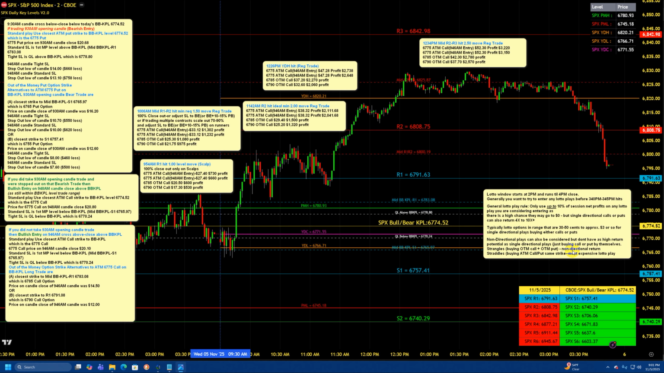So both of these plays are going to have not as high of a return potential as single directional plays, meaning you're just either buying puts for a move down, or you're buying calls for a move up. And on certain days, it really just depends on how out of the money your calls or puts are on the single directional plays as to how cheap they are, whether they're going to be 30 to 50 cents or somewhere in approximately, say, the $3 to $3.50 range.